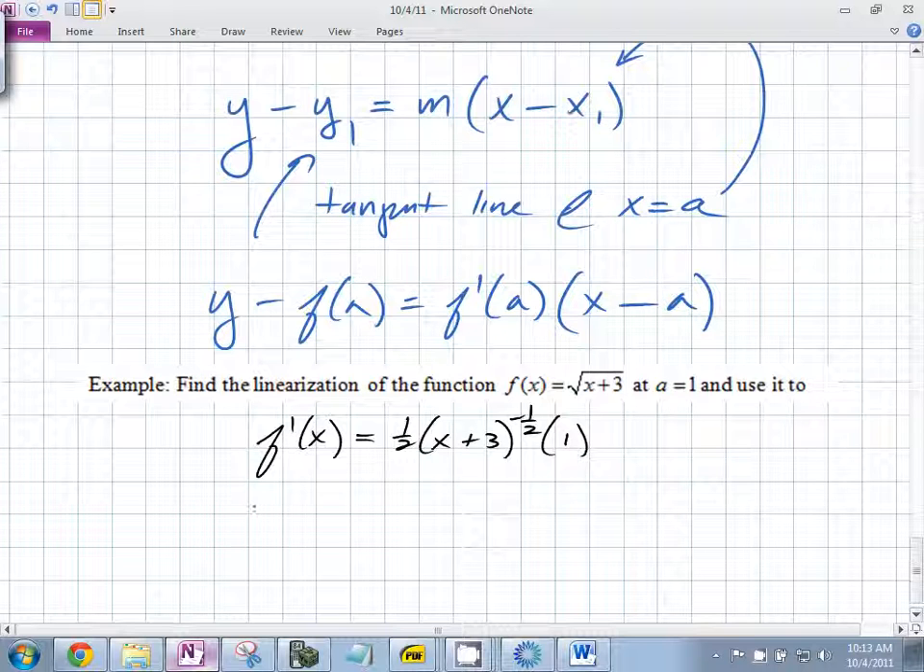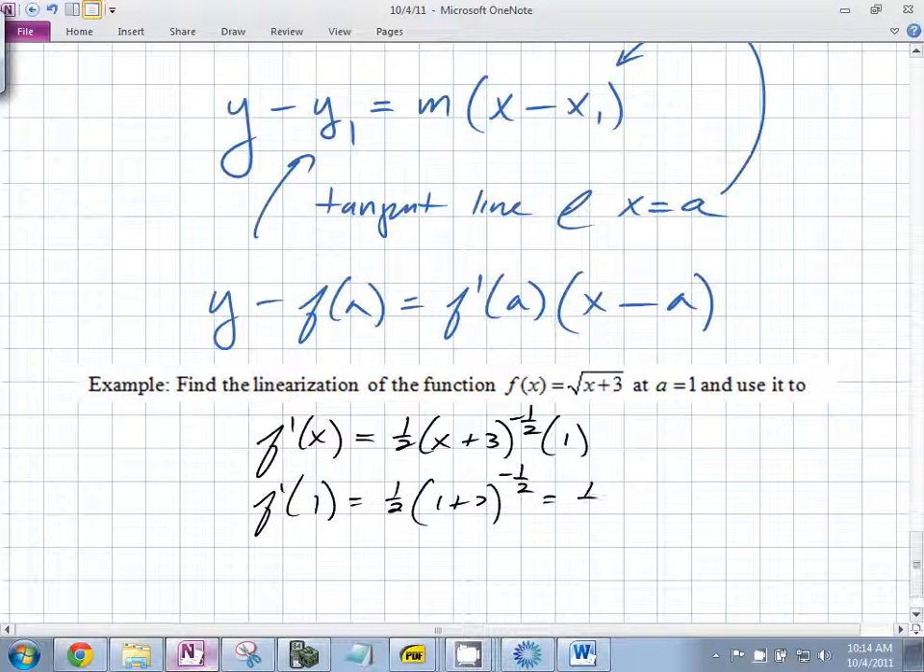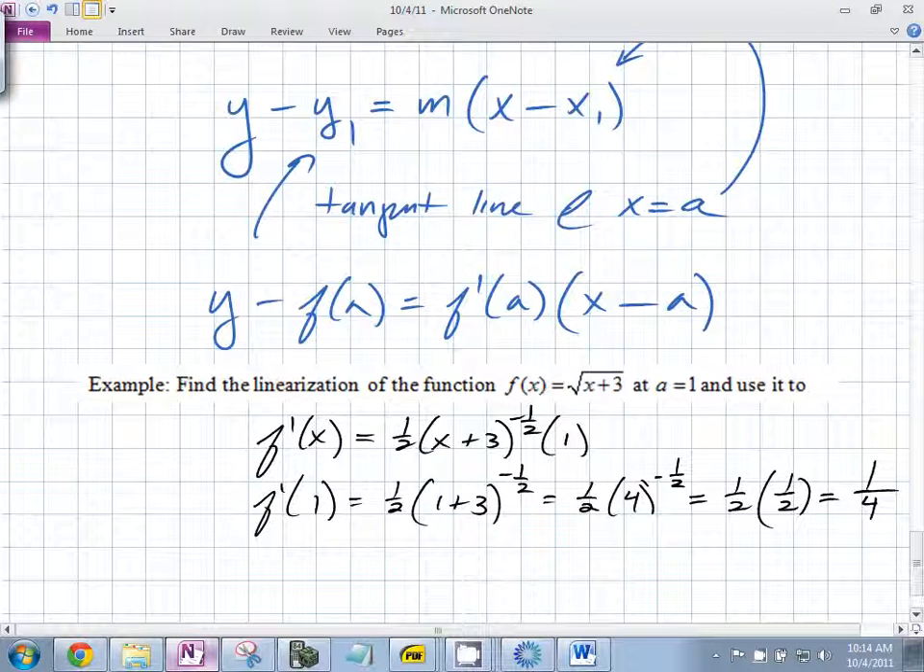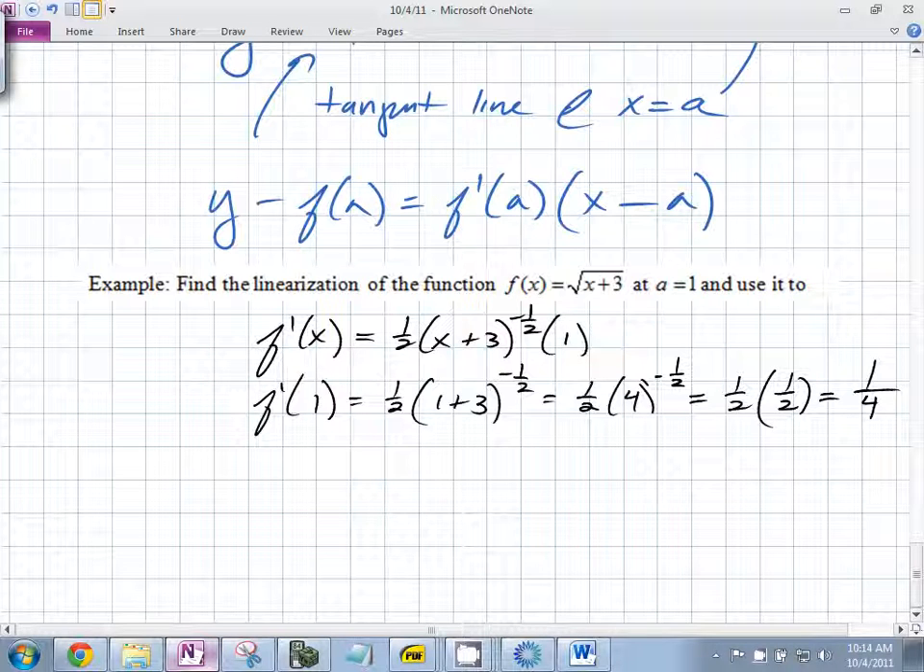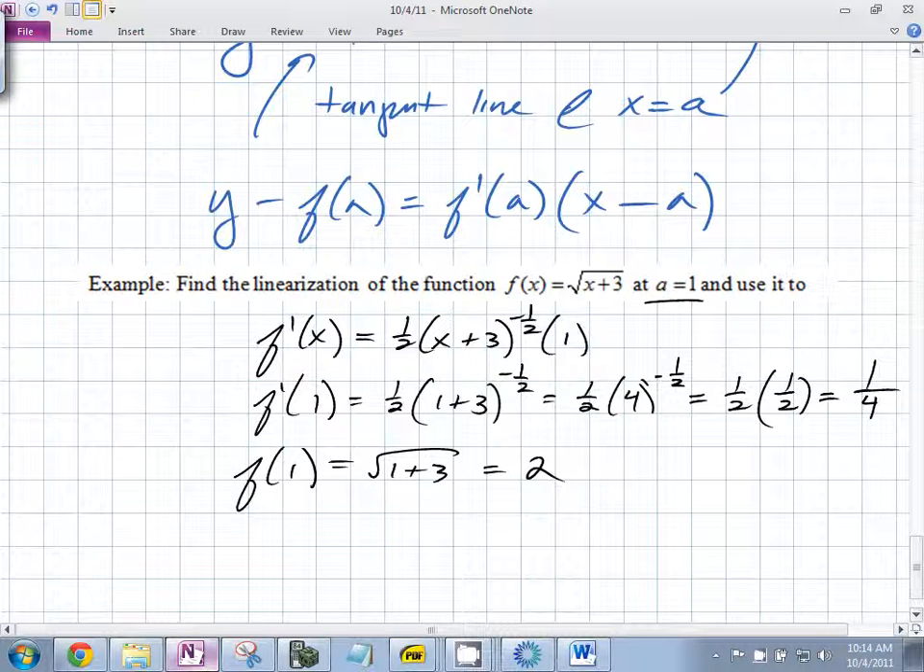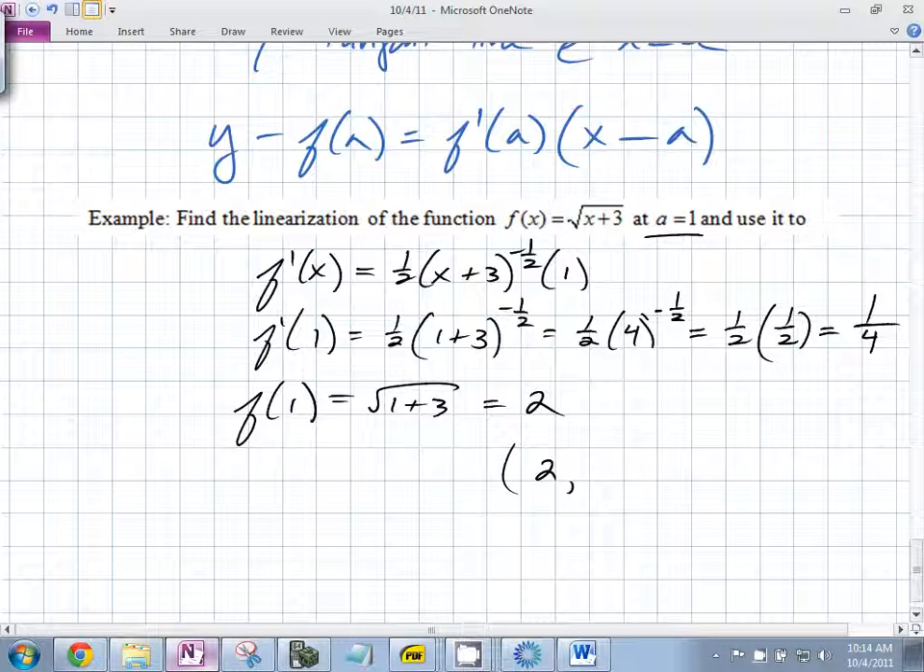What's f prime at 1? 1/2 times 1 plus 3 to the negative 1/2, which is 1/2 times 4 to the negative 1/2. What's 4 to the negative 1/2? 1/2. So this thing is 1 over 4. So we know that the slope of the line is 1/4, and we want it at a equals 1. So we need, what's f of 1? It's the square root of 1 plus 3, which is 2, principal root. So do we have our point? Yeah, 1 comma 2, and our slope is 1/4.